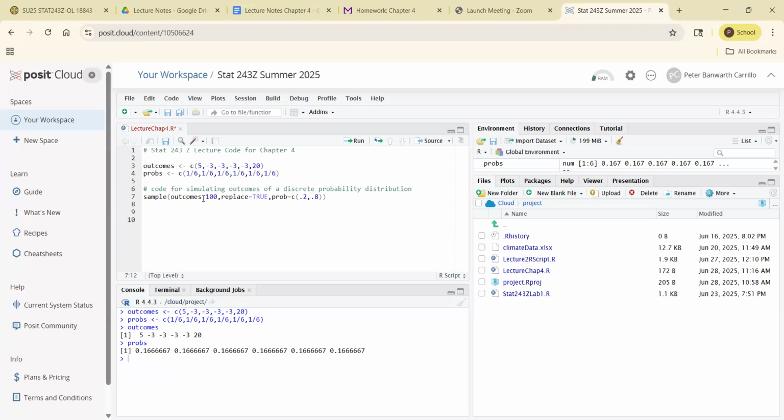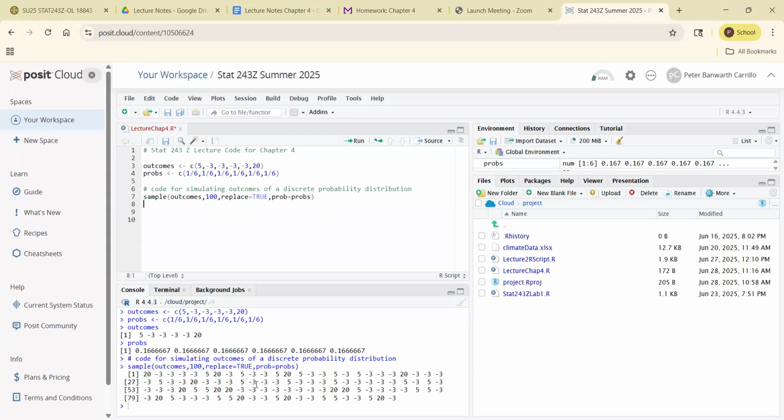We're going to run it 100 trials. Each time we run it, we're going to get one of our possible outcomes. Replace equals true means if we roll a number 1 the first time, we could roll a number 1 the second time as well. And our probabilities of getting those various ones are 1/6 each. So I'm going to run that. And here's one possible set of 100 trials. Won $20, lost $3, lost $3, lost $3, lost $3, won $5, won $20, lost $3, won $5, etc.